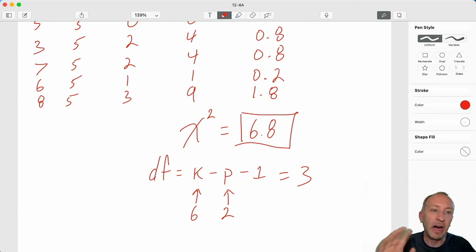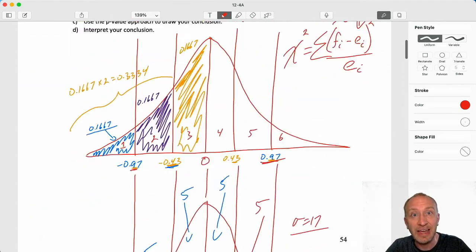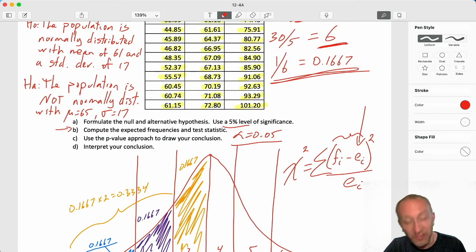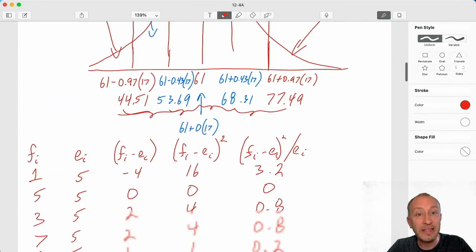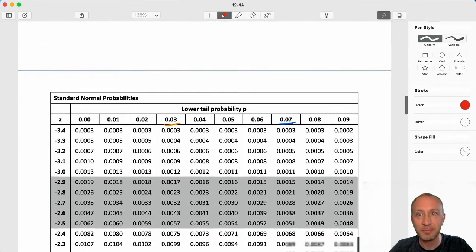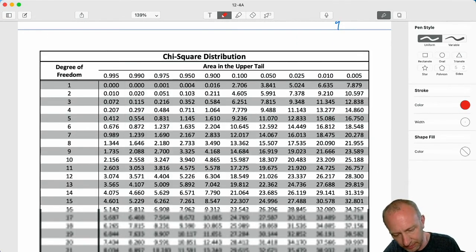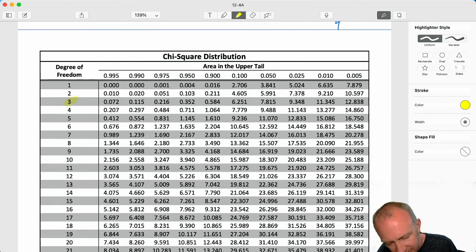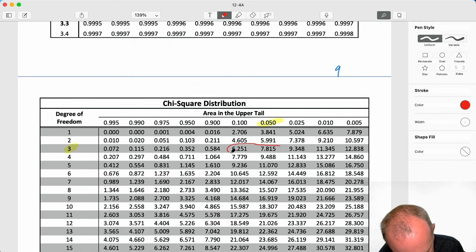Okay, now we can go down to our chi-squared table. We are doing this test at the 0.05 level of significance. We have 3 degrees of freedom. Our test statistic is 6.8. So let's come down to our chi-squared table. I have 3 degrees of freedom. Alpha is 0.05. And our test statistic is between these two values.